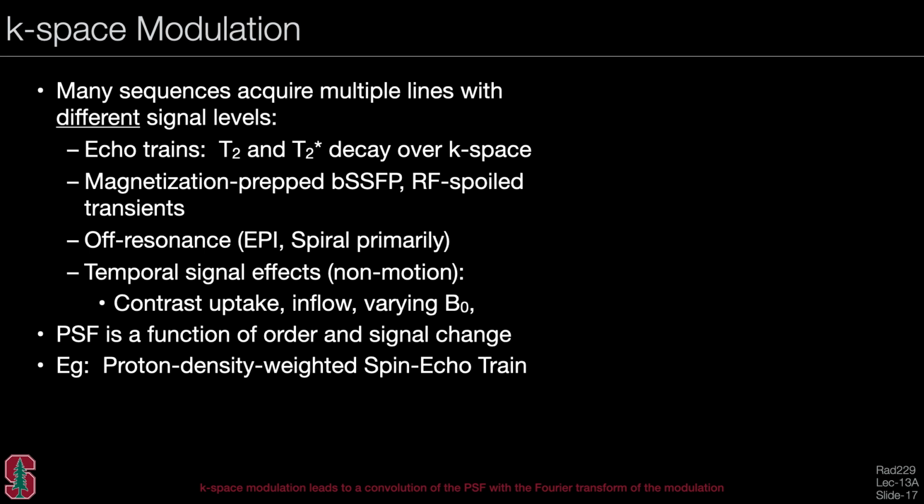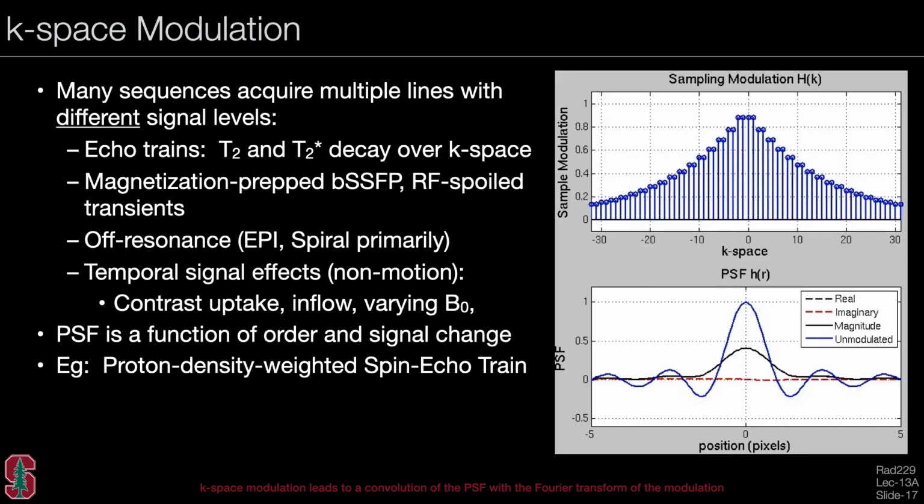An example that is common is shown here, and you've seen this before, but it is proton density weighted spin echo train imaging. Here we might sample k-space something like this, where we sample the central k-space information first, but there is T2 decay over the echo train, and we might sample one direction outward and then the other direction outward. So we get this modulation here.